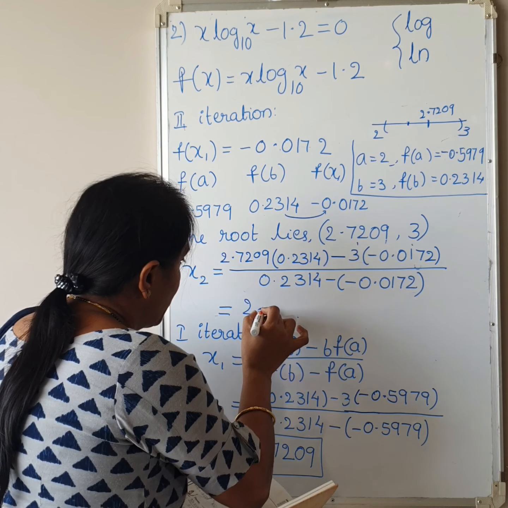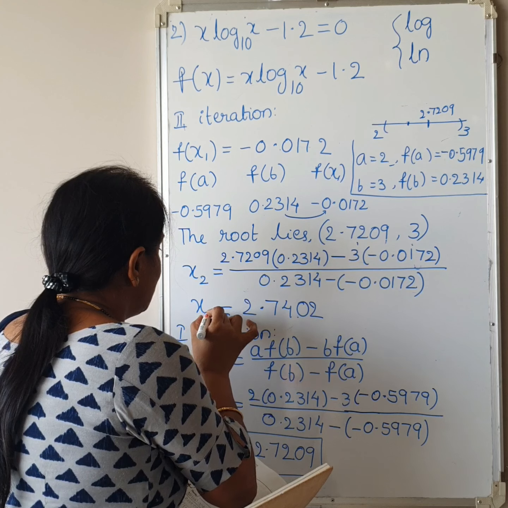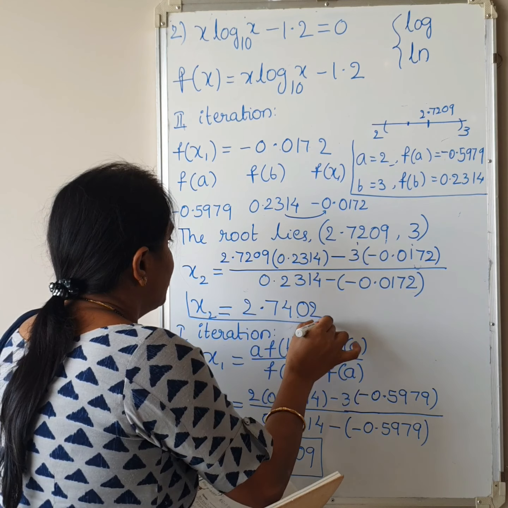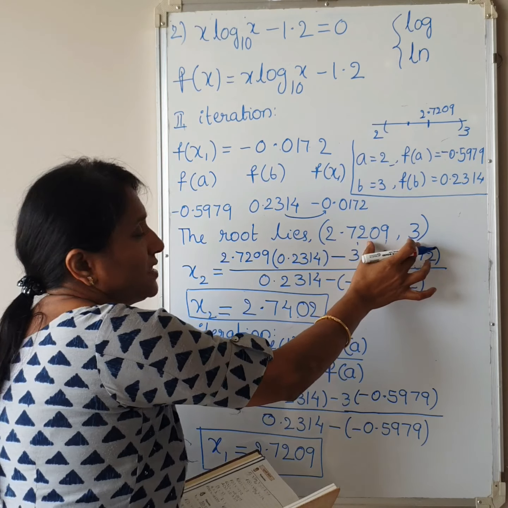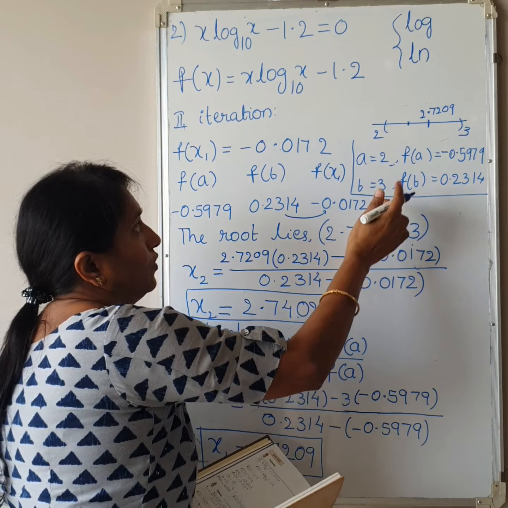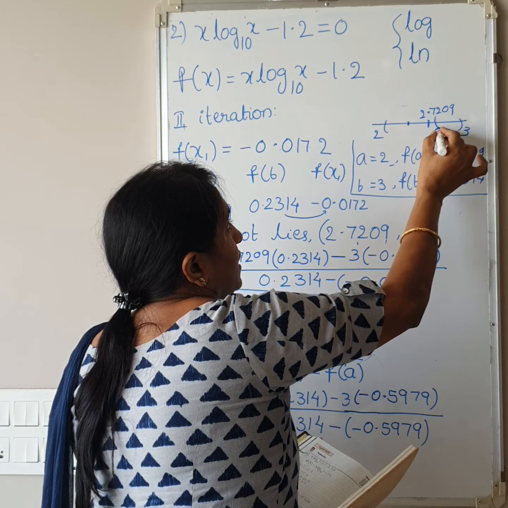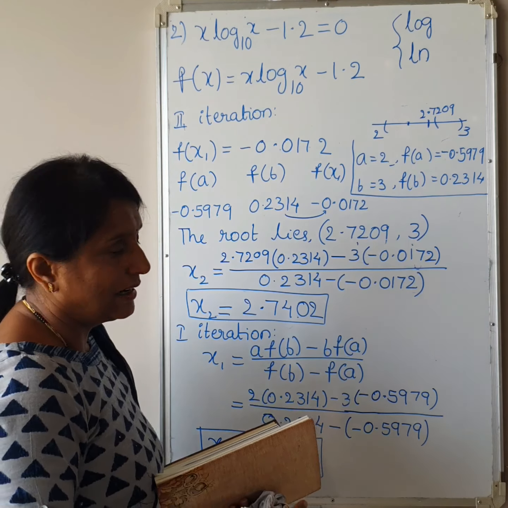Answer is 2.7402. So x2 is equal to 2.7402. Again check this, whether it lies in this interval or not. Yes, 2.72 and 2.74. Then definitely 2.74 will come here. It lies in that interval. Then our answer is correct.